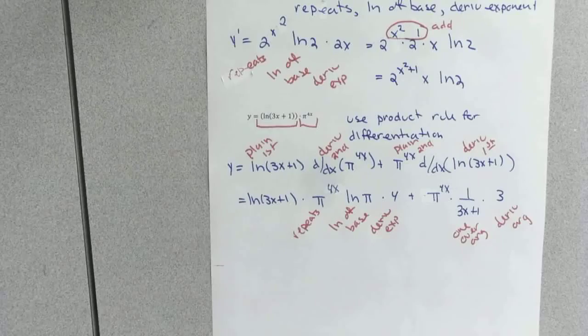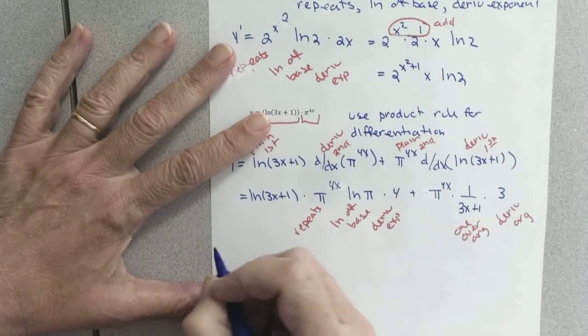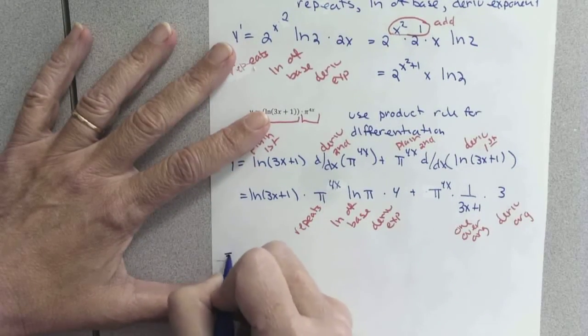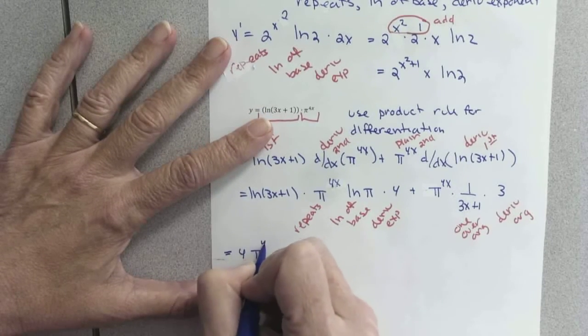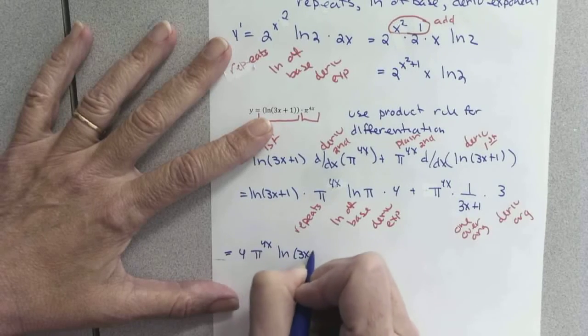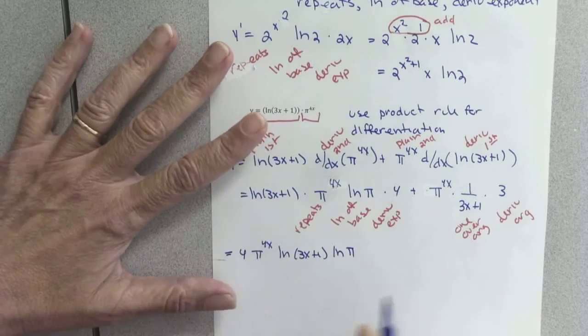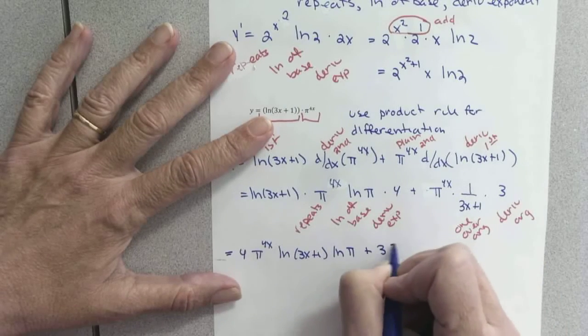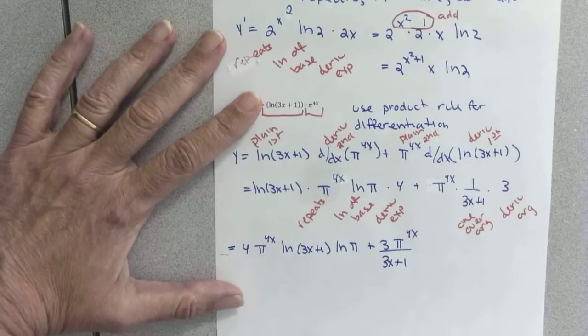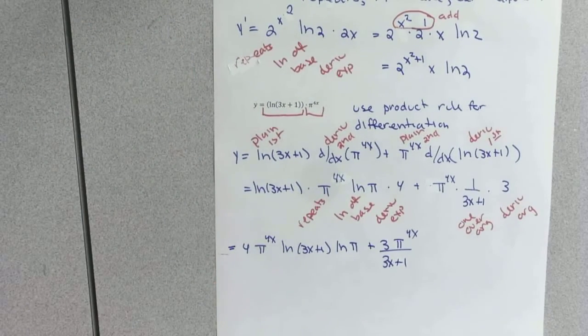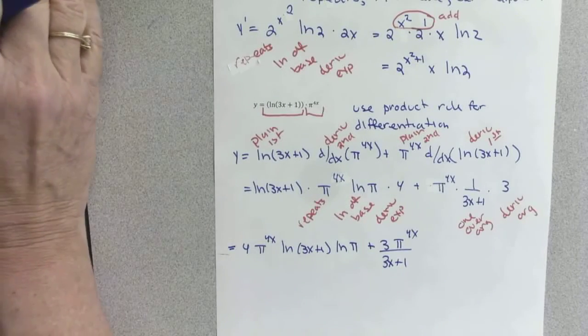And so cleaning this up a little bit, and honestly, I just wouldn't do much here. I would probably say that this was 4 pi to the 4x, natural log of 3x plus 1, natural log of pi, and then plus 3 pi to the 4x over 3x plus 1. There really just isn't much you can do to simplify it. If you wanted to, you could factor out that pi to the 4x, but there's really no point. That's about as much as you can do.